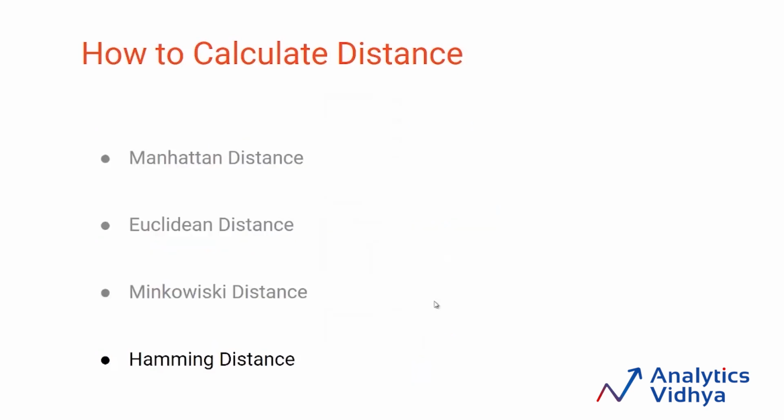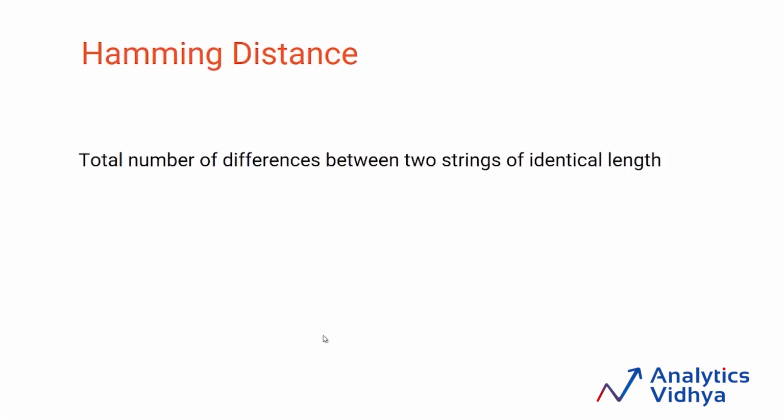Now we have another technique called the Hamming distance, which is used to calculate the distance when we have categorical variables. So let's understand how this works. Hamming distance is basically the total number of differences between two strings of identical length. Now by identical length, we mean the number of variables in both the points should be the same. Let's look at a few examples.